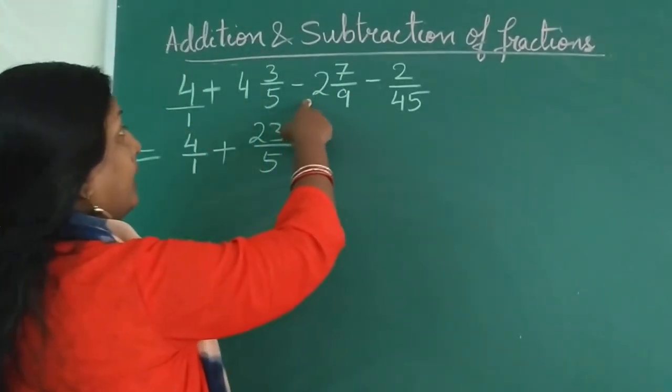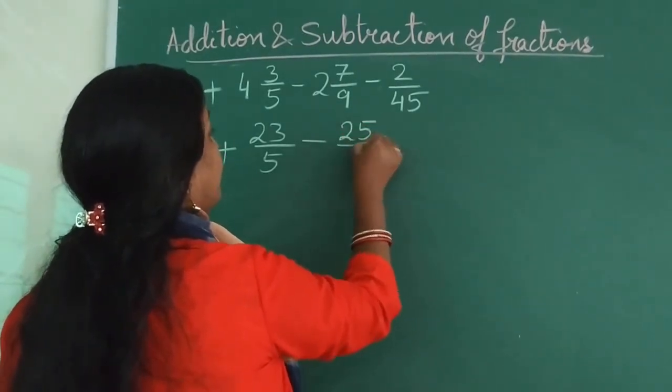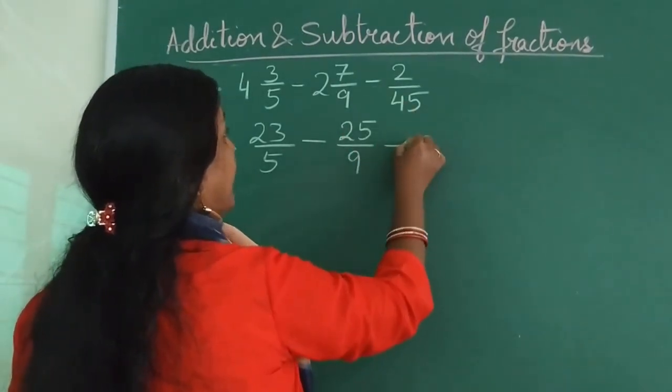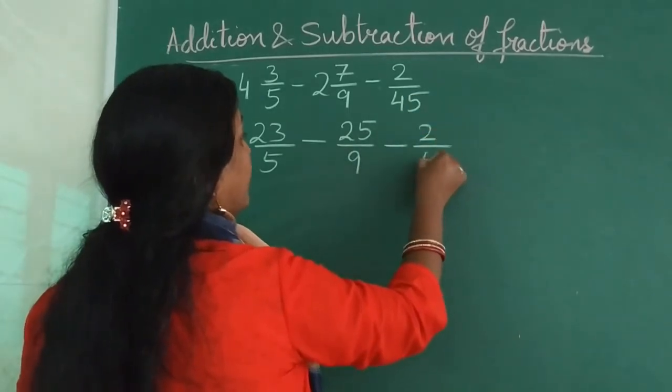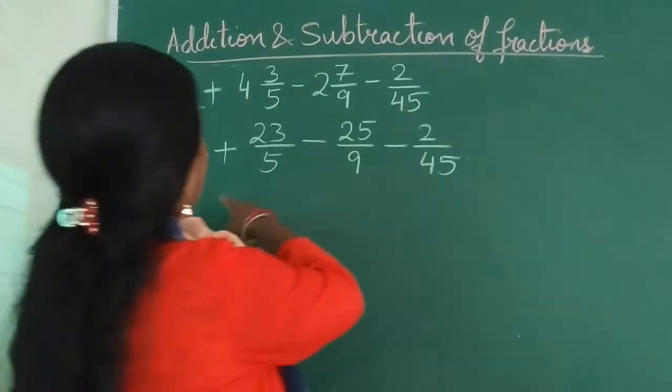So here 2 9s are 18. 18 plus 7 gives you 25 by 9. Again minus 2 by 45. So we got.